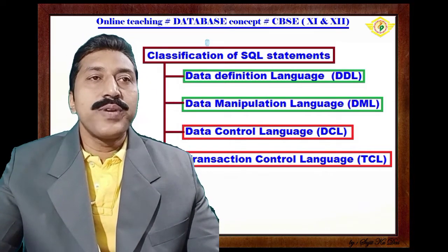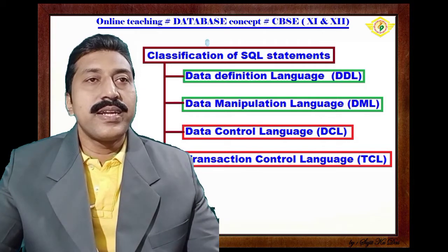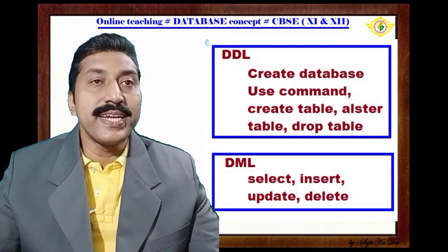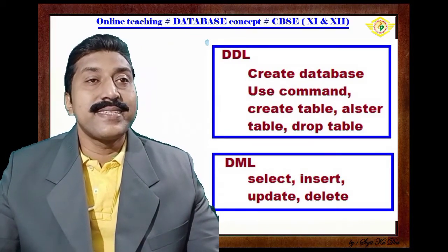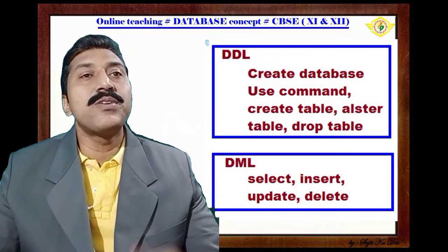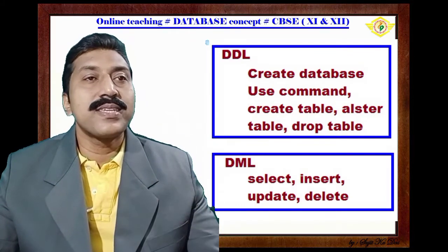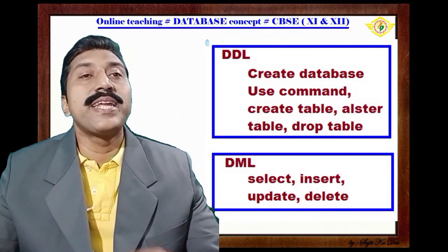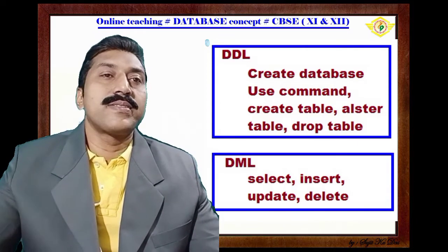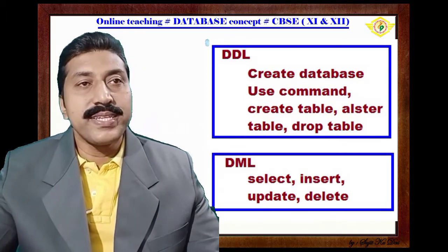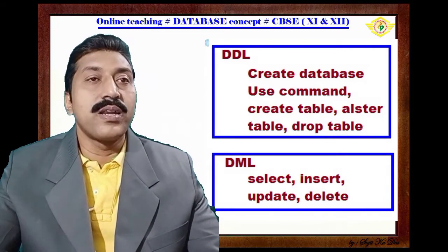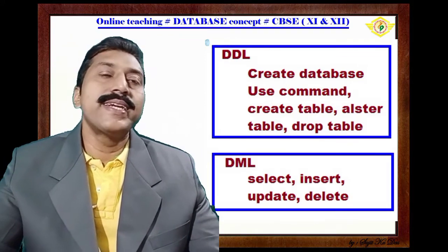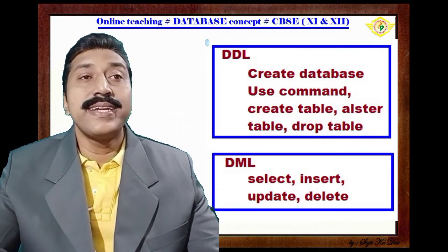Okay, so in DDL, first we'll discuss it. This part of SQL permits database tables to be created or deleted, and it also defines indices, or we can say keys, specifies link between the tables and imposes constraints on tables. It contains the necessary statements for creating, manipulating, altering and deleting the tables. Some examples: create database, use command, create table command, alter table command, drop table command. These are all under DDL commands, or we can say data definition language commands.